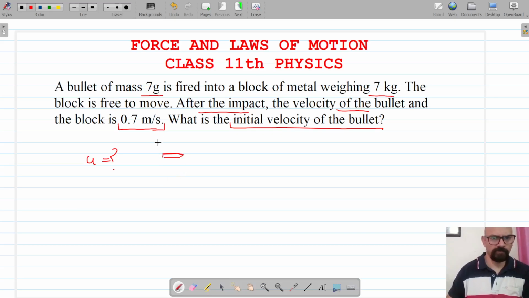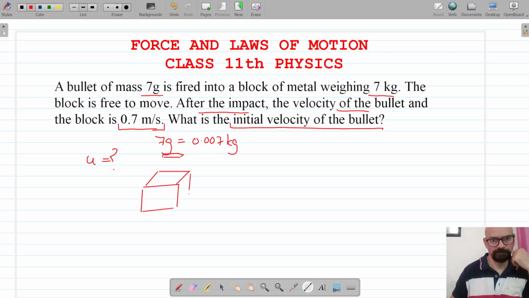Okay, and the mass of this bullet is 7 gram, so that should be equal to 0.007 kg. And there's a block of metal weighing 7 kg. So let's say this is a block of metal that is weighing 7 kg. So this is 7 kg.